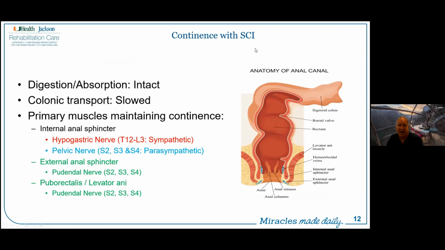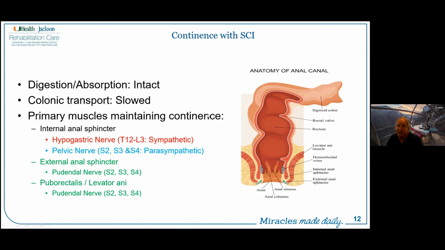So how do we achieve continence with spinal cord injury? First off, let's go back and look at what we know is going to remain intact. So the intrinsic nervous system of the bowel is still there. And so regardless of external influences, we're still going to be able to pass foodstuffs and ultimately fecal material through the gut. Digestion and absorption, in fact, is intact. However, colonic transport is markedly slowed.